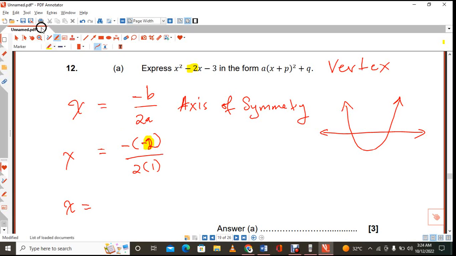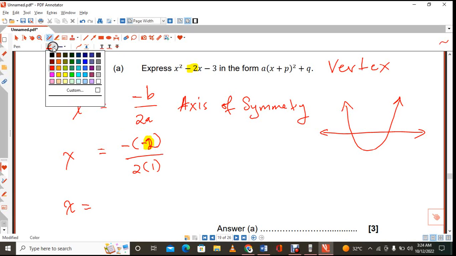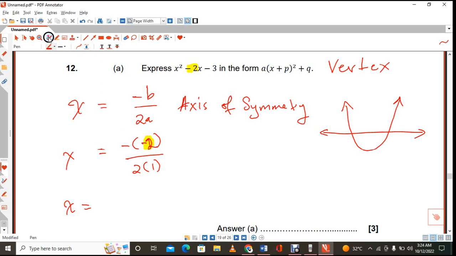Right. So once you work it out, this is going to give you x equals 1. So what does x equal to 1 mean? It's a line that will be cutting this graph in half. Of course, that line there is going to be like a dotted line. So let me remove this and let's have a fresh sketch.